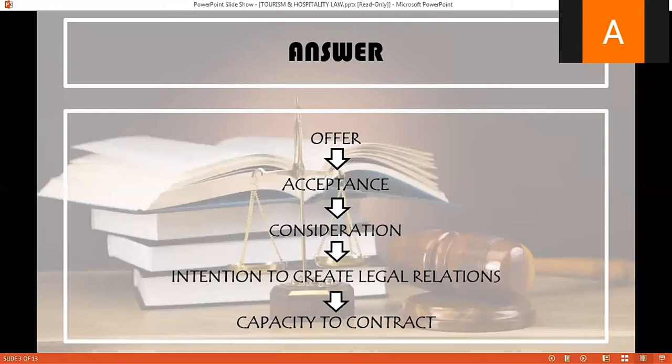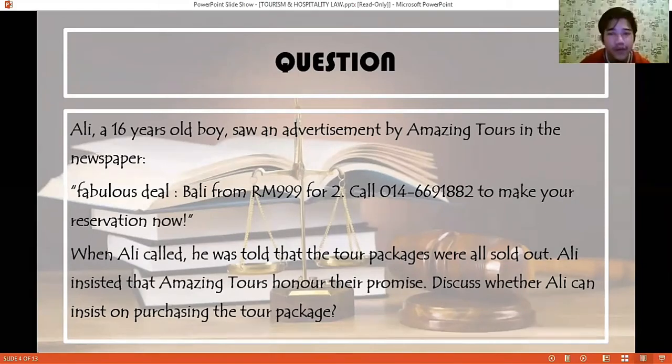The last element of the contract is capacity to contract. Minors under 18 years old and persons of unsound mind lack the capacity to contract. However, a minor can contract for necessaries, things or services suited to the minor's condition of life at the time of sale or delivery. Education, training and employment contracts entered into by young persons are considered necessaries. Okay, next, pass to Nuril Anwar.